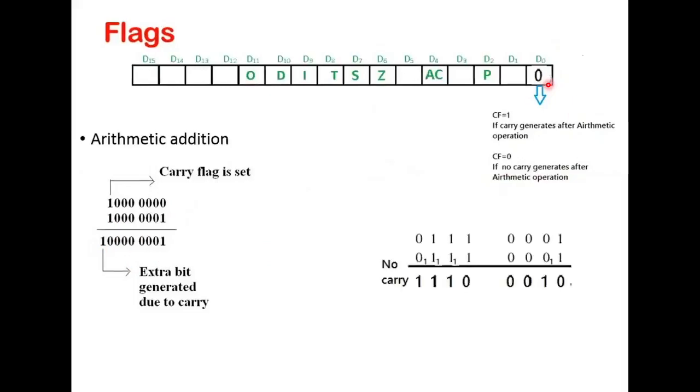So next example, here we have taken two 8-bit values, and we are performing the addition operation. After adding, I am not getting any carry. Here no carry, so your carry flag is indicating there is no carry generated after the arithmetic operation. Right? I hope you understand what is carry flag. So if the carry flag is 1, then carry is generated. If the carry flag is 0, then no carry is generated.